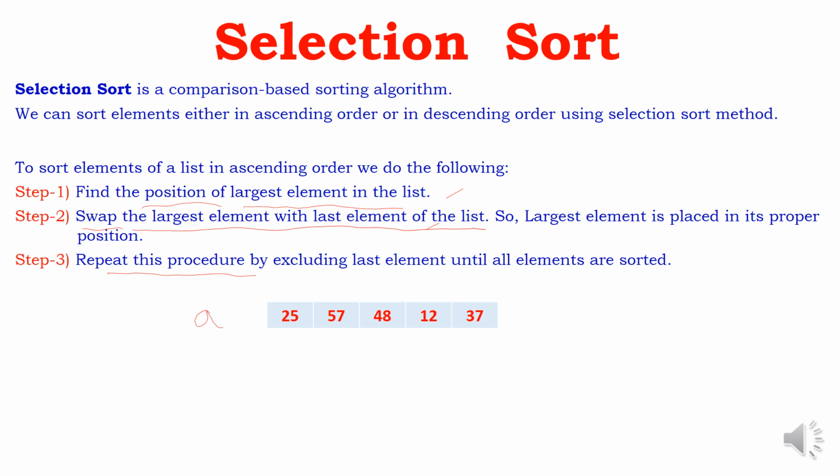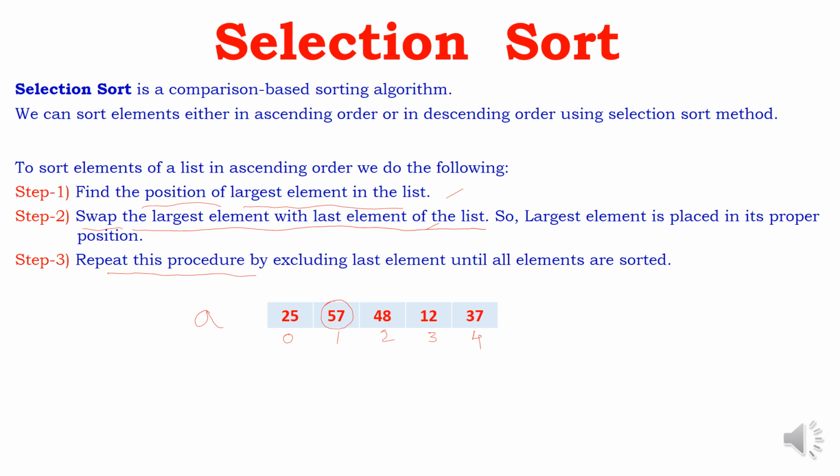Let us consider the array A, which has 5 elements. They are 25, 57, 48, 12, 37. The positions are 0, 1, 2, 3, 4. The first step is to find the position of the largest element. So using a function, we find the largest element and its position. So 57 is the largest element. Its position is 1.